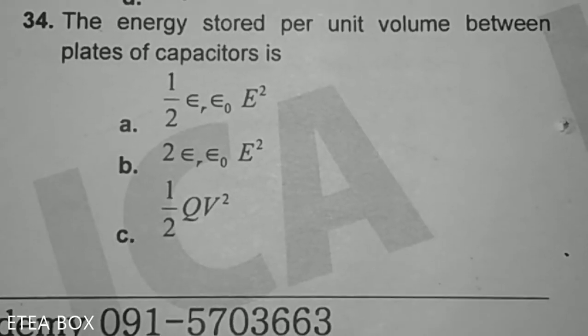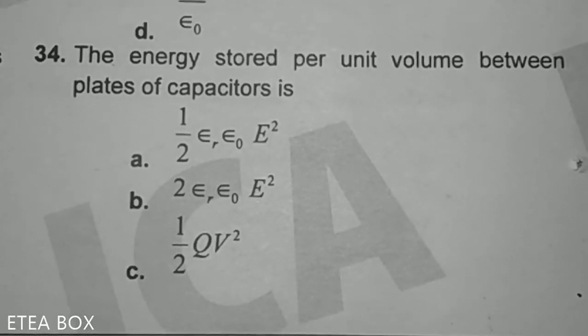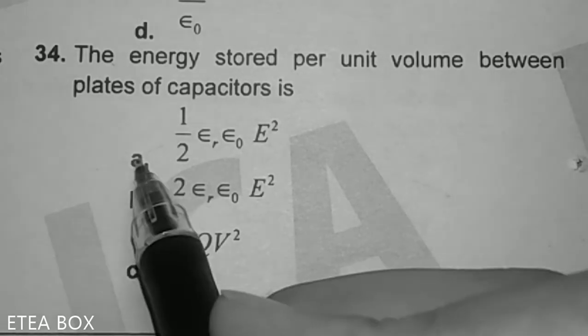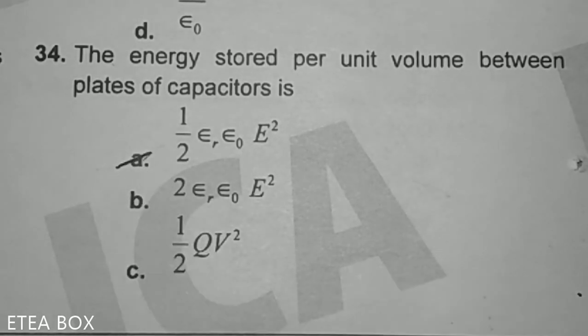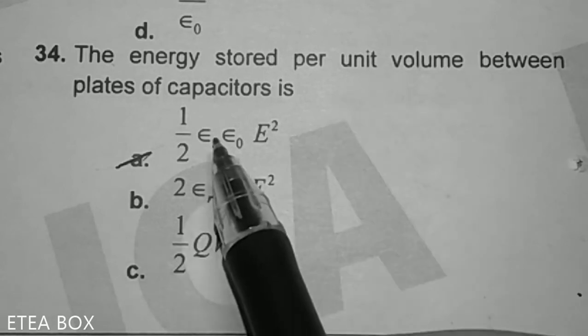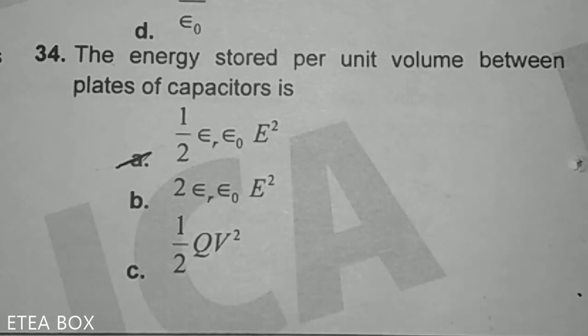The energy per unit volume between the plates of a capacitor is... Now look, the formula is this one: energy per unit volume is 1 over 2 epsilon R epsilon naught E square.